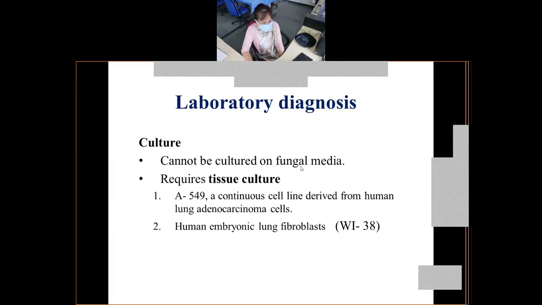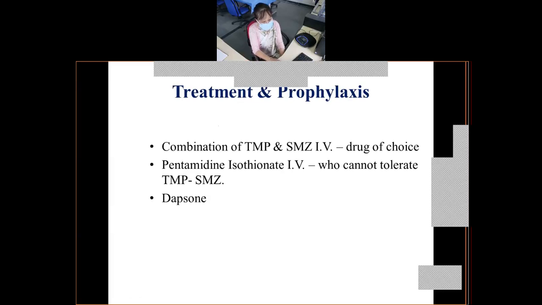It cannot be cultured on fungal media. It requires tissue culture. So these are some of the cell lines which have been used for isolation of the fungus. So the drug of choice, again, we have cotrimoxazole. I think most of you must be knowing about cotrimoxazole. This is the drug of choice which is usually given. That's why when a person is on ART, usually we also give cotrimoxazole as a prophylaxis to prevent a person from acquiring this infection.